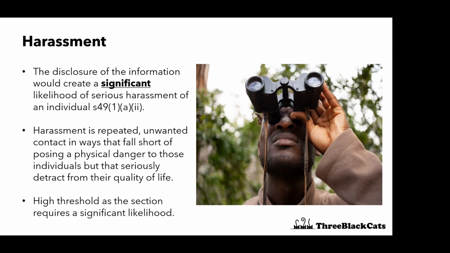So someone who's not had a history of harassing other people, you would be very hard pushed to argue they're going to have a significant likelihood of starting to harass someone the minute you release it. However, if you have released stuff to them before, or they've had to be warned by your organization about harassing the staff, then maybe you could argue that there is significant likelihood.